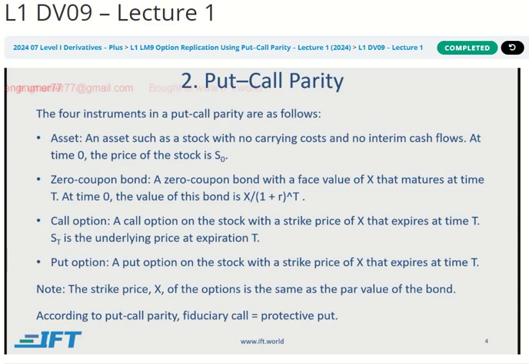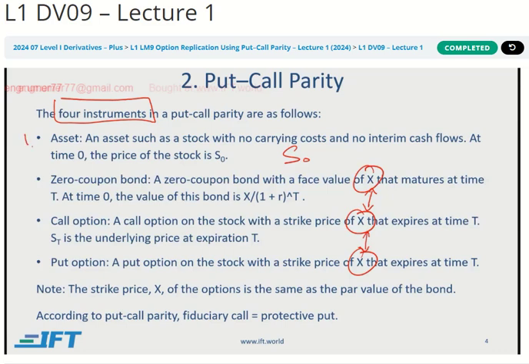There are 4 components or instruments of this put call parity. Number 1 is an asset with the spot price S0. Number 2 is a zero coupon bond with a face value of X. Number 3 is a call option with an exercise of X, and these two X's are the same amount. And number 4 is a put option with an exercise of X, and this is also the same as the face value of that bond.